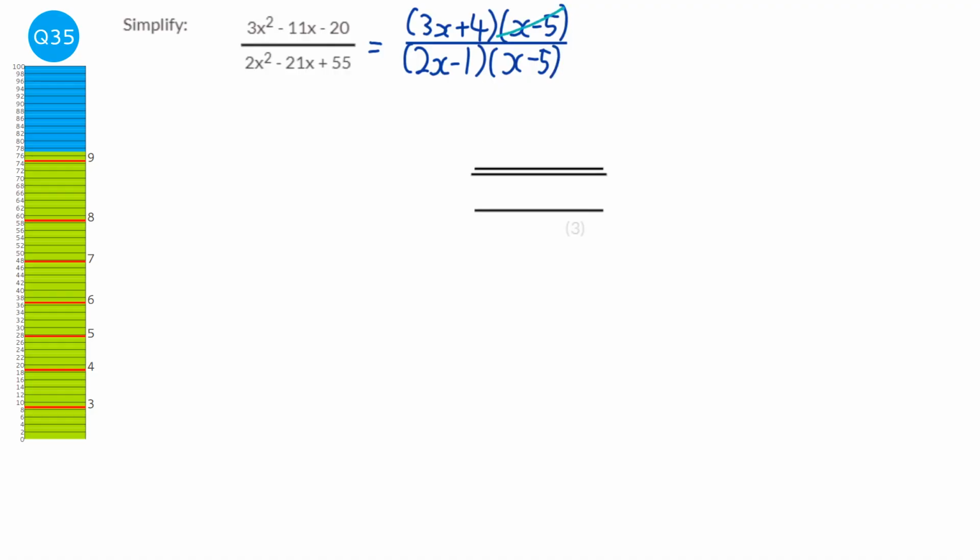That will convert it into 1, and 3x plus 4 times 1 is just 3x plus 4, and same with the bottom. So we end up with 3x plus 4 at the top and 2x minus 1 at the bottom.